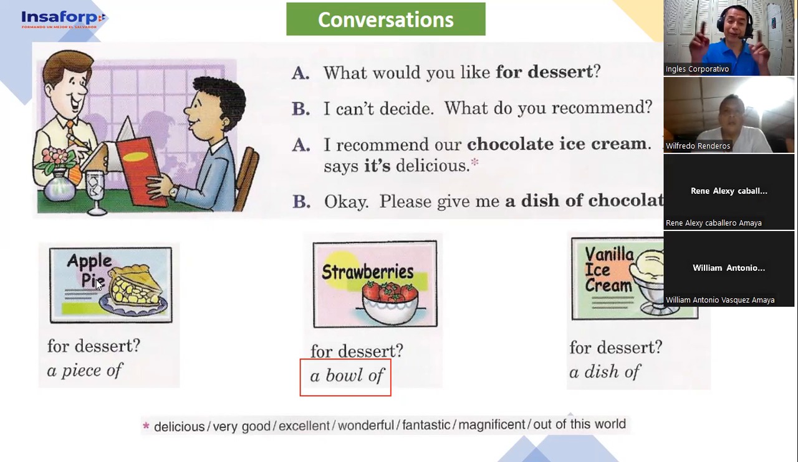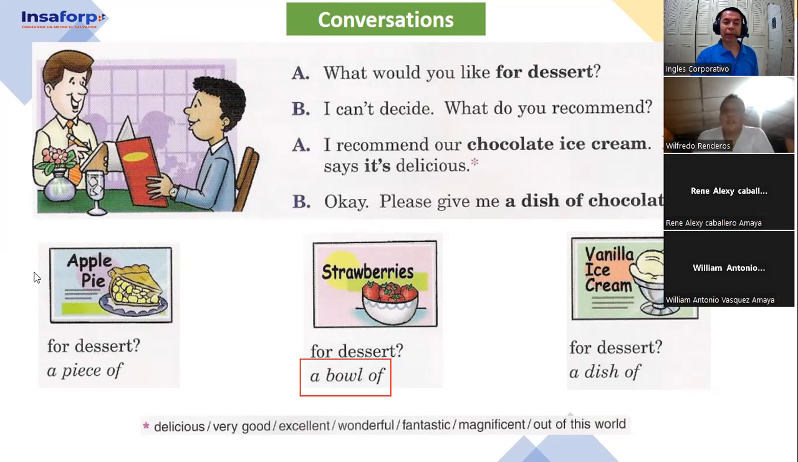What would you like for dessert? Listen, Wilfredo, dessert. Okay, good. What would you like for dessert? I can't say. What do you recommend? I recommend the addition of vanilla ice cream.